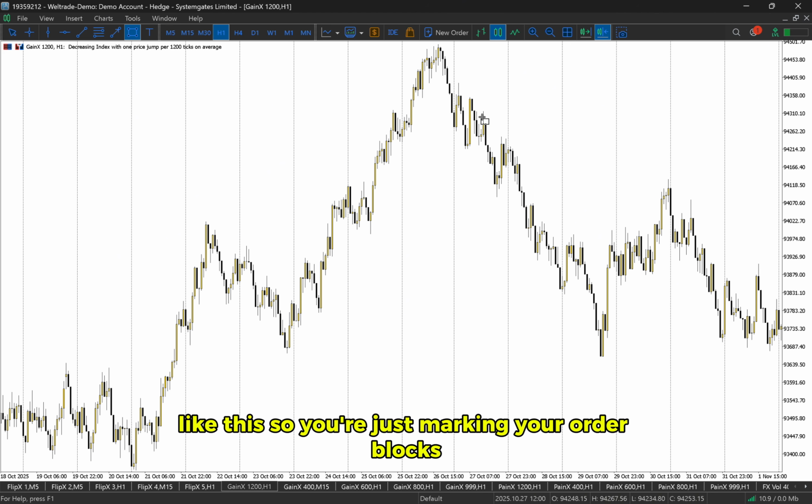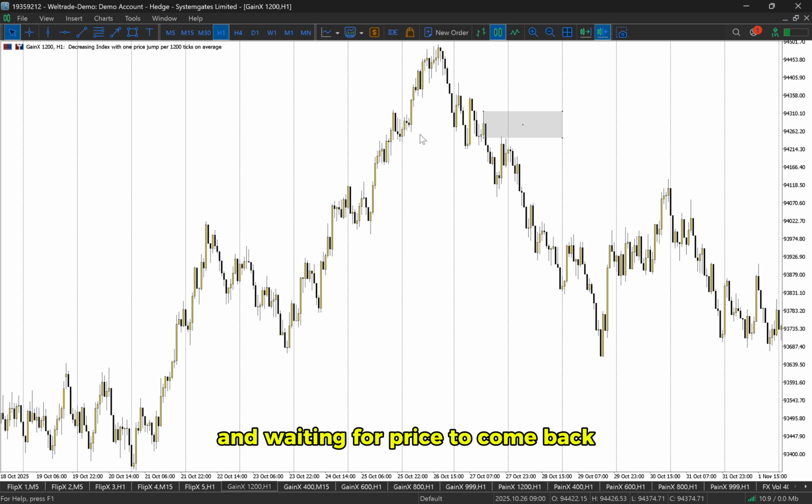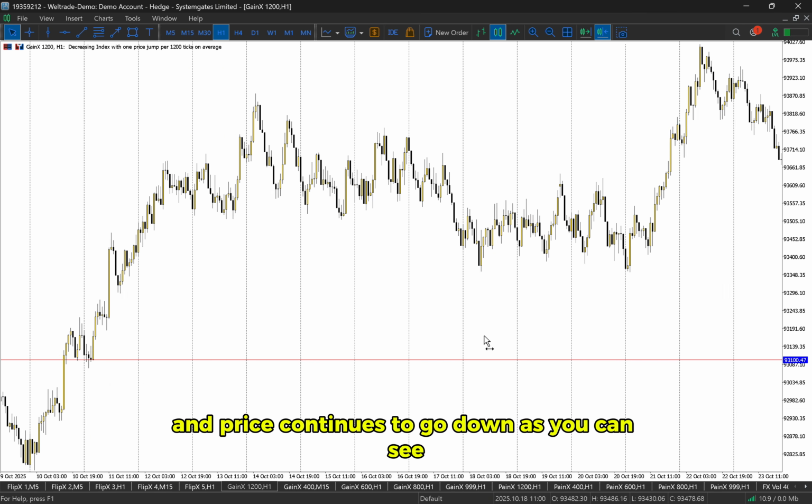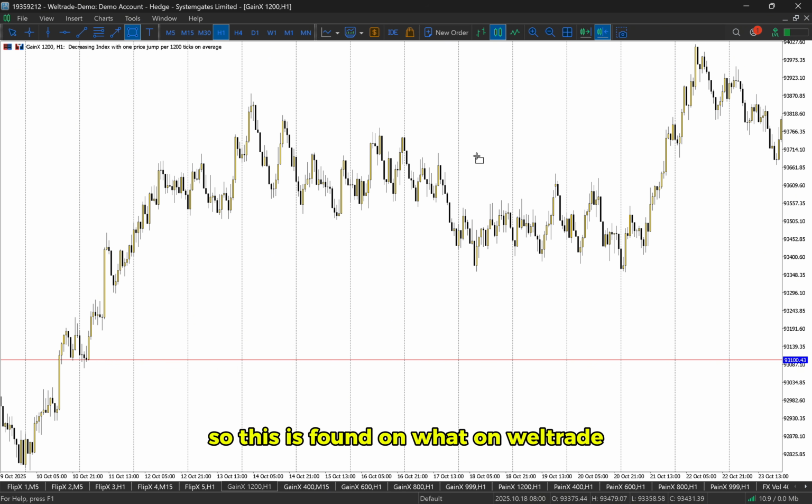So you're just marking your order blocks and waiting for price to come back and retest that particular order block, and price continues to go down, as you can see. So this is found on Weltrade.